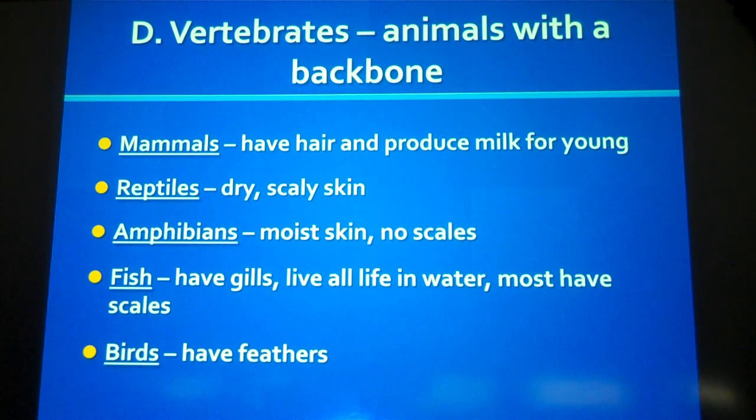And then the last subgroup of vertebrates is birds. The main thing is birds have feathers. Don't get tied into the fact that they can fly, because not all birds can fly, just like the penguin. Their wings aren't built for flying.